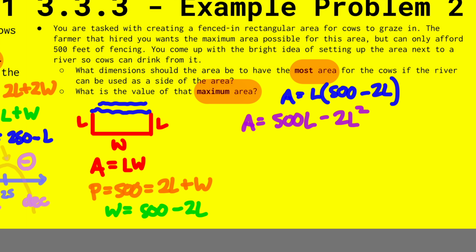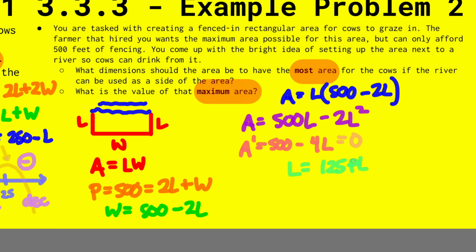Area. So we're going to have that area equation right there. And we have to do the derivative of this. And you end up with something like this. Okay, we're going to set this equal to 0 and solve. So we're going to add 4L to both sides, divide both sides by 4, and you're going to have L is equal to 125 feet.